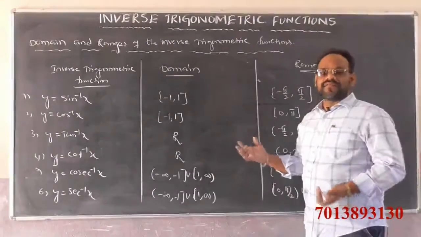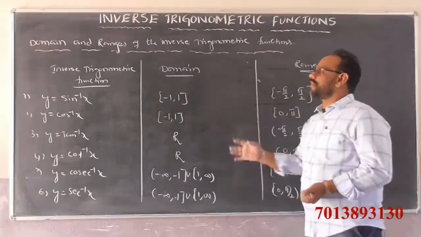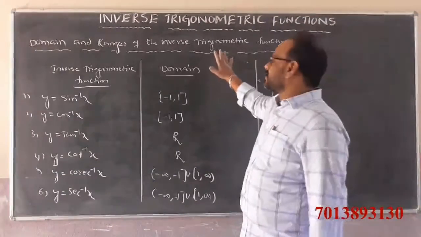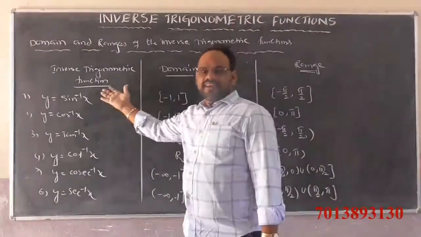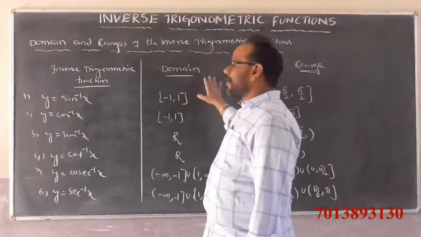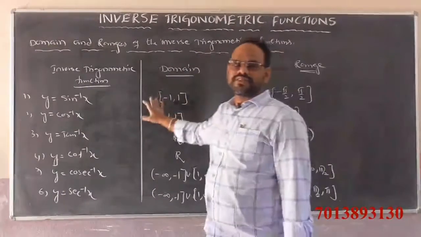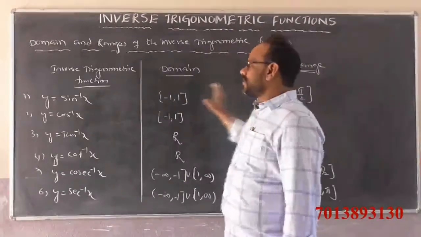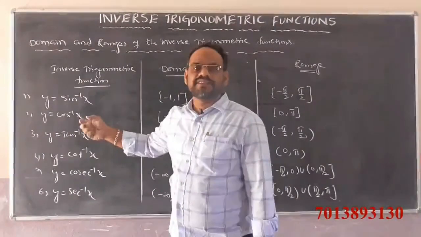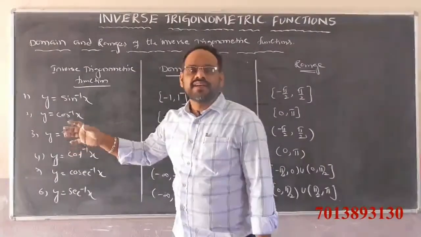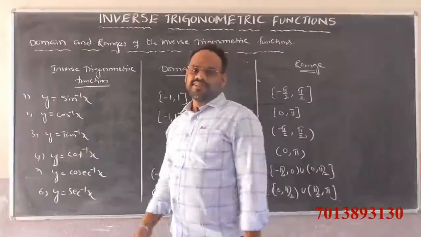Above all the given facts, if you write them in a table, that is the domain and range of the inverse trigonometric functions. Already we discussed, if you restrict the domain, then only is the function bijective. After that, its inverse exists.